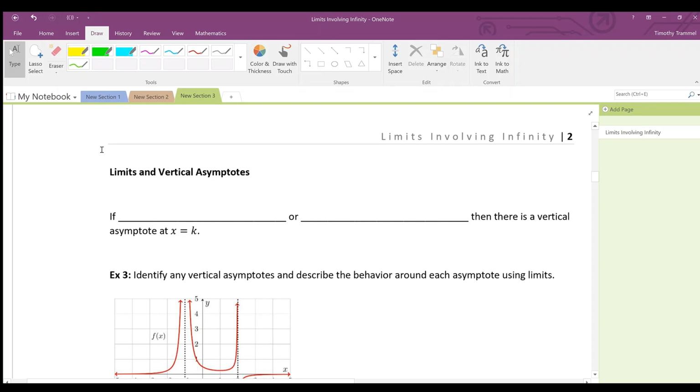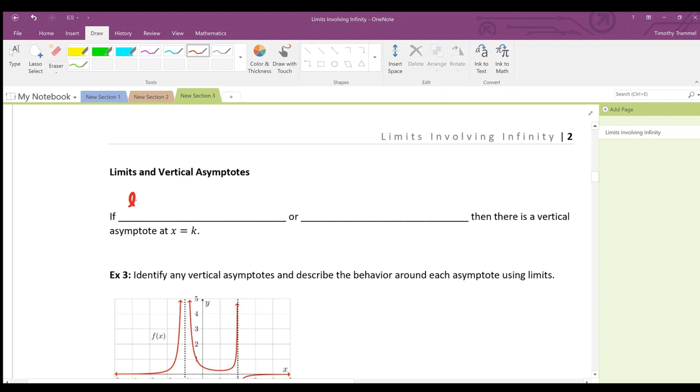In the last couple examples, I mentioned the word vertical asymptote. And if you don't quite remember what that is, we're going to recap what that is right now. And we're going to be able to define it in a little bit more detail than maybe you defined it when you were in pre-calc.